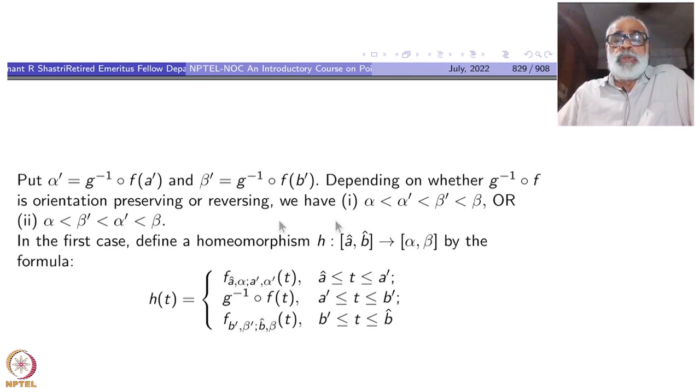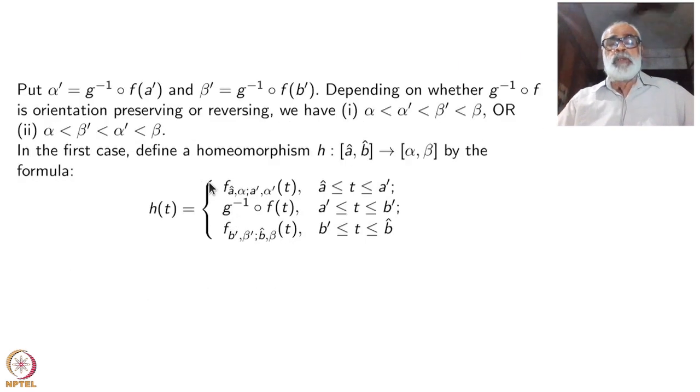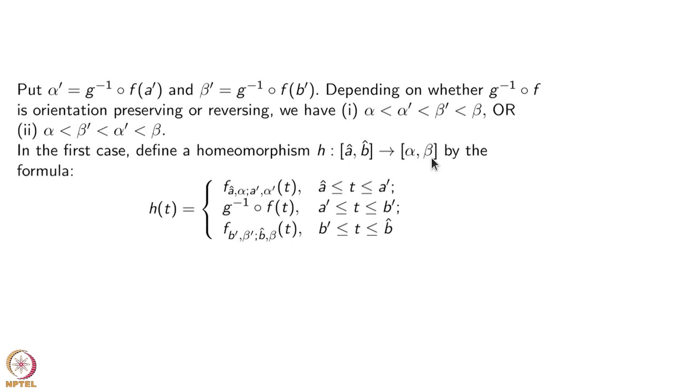But in either case, they are in the interval (alpha, beta). I have taken first F and then taken G inverse, so they are in the domain of G, (alpha, beta). So there are two cases. Accordingly, I will define two different homeomorphisms F hat. First, let us define a homeomorphism H from (A hat, B hat) to (alpha, beta). Let us do the work inside R first and then go to arbitrary spaces. So this is what we are familiar with.